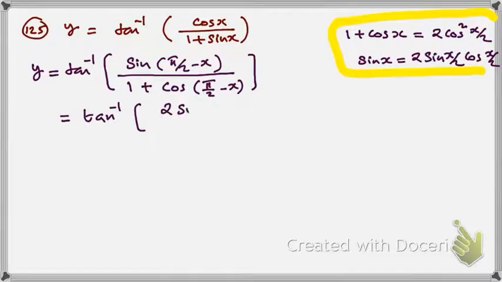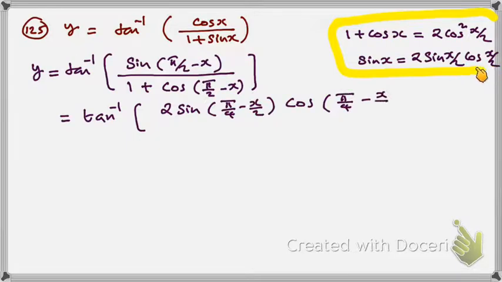So this is tan inverse of sin theta. Sin theta is 2 sin theta by 2 cos theta by 2. Take half of this angle: half of pi by 2 is pi by 4, minus half of x, x by 2. So sin theta becomes 2 sin theta by 2 cos theta by 2. If your theta is pi by 2 minus x, theta by 2 would be pi by 4 minus x by 2. So 2 sin of pi by 4 minus x by 2, cos again pi by 4 minus x by 2, divided by 1 plus cos theta.